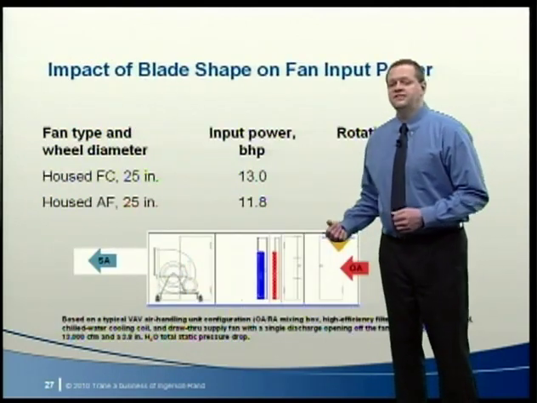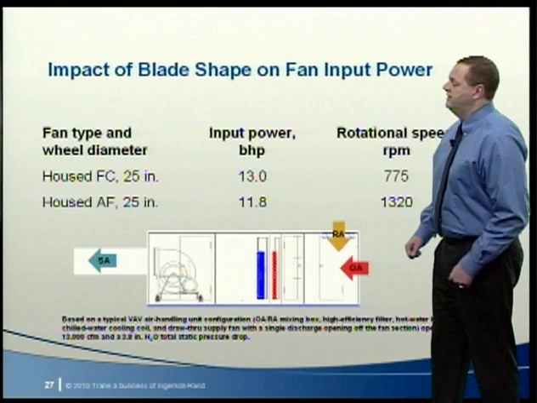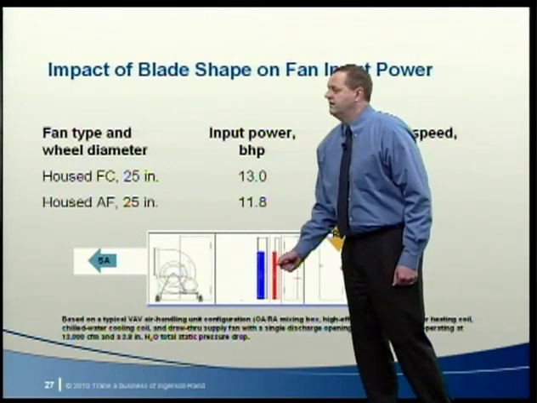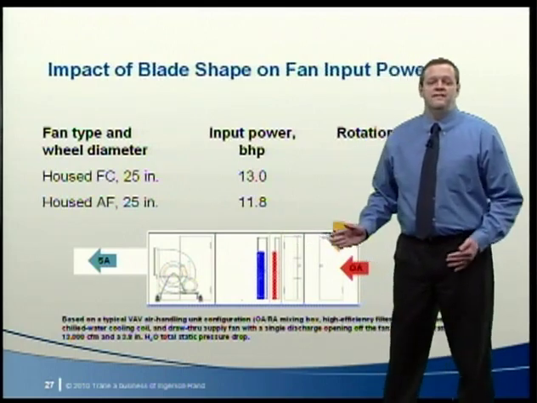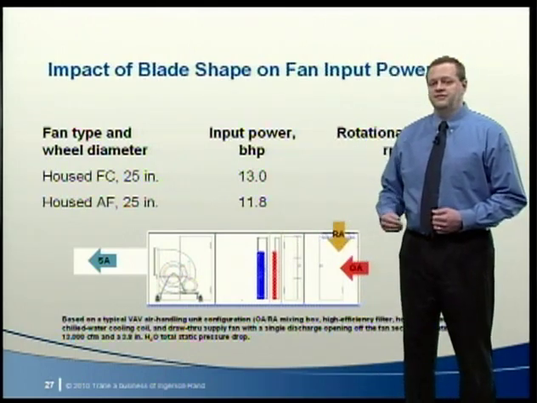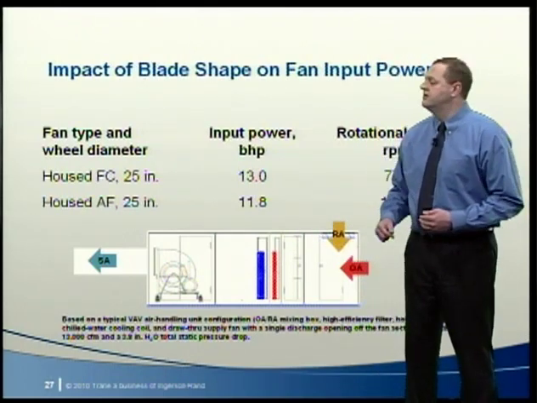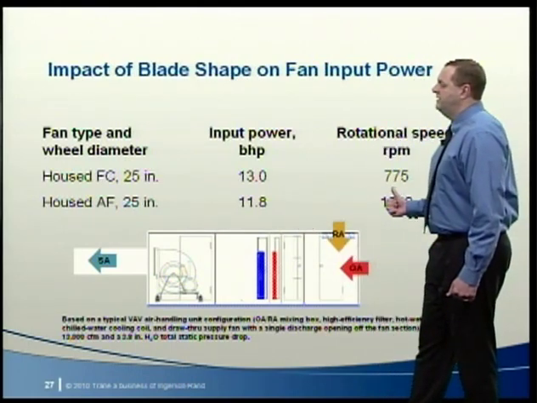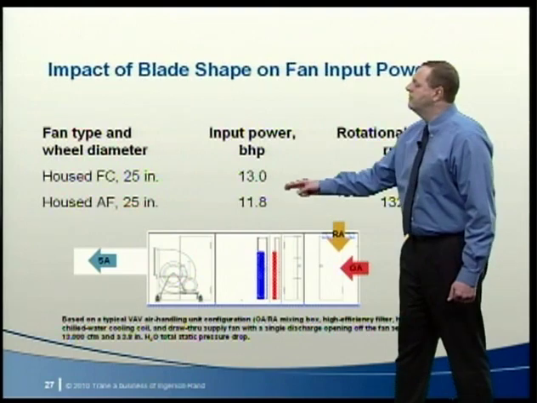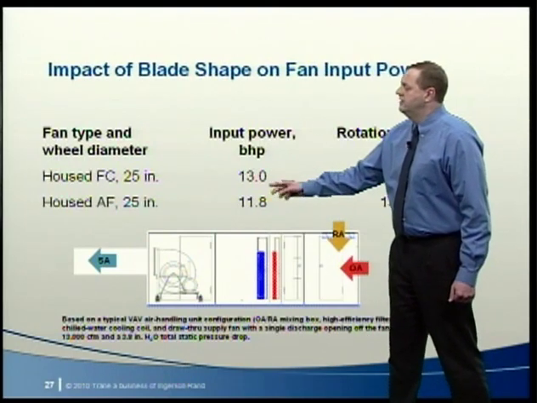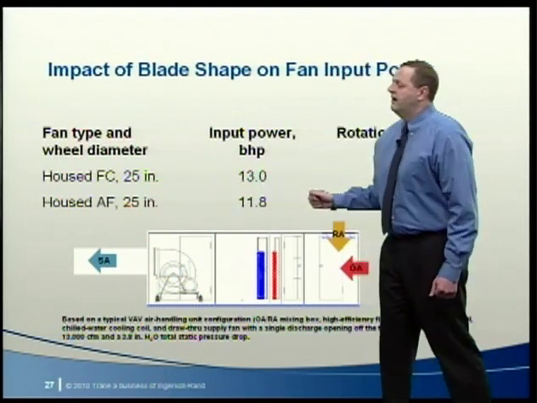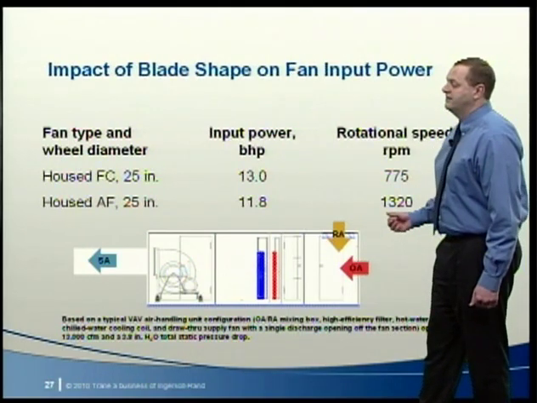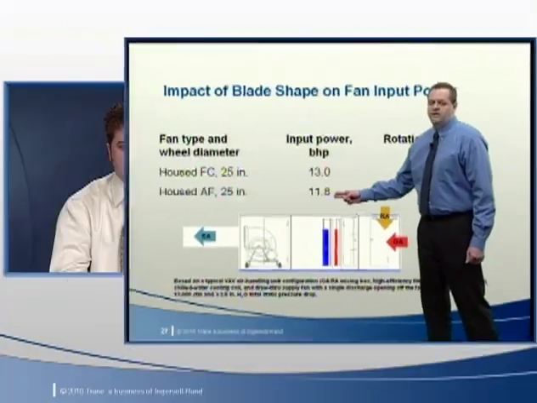As an example, let's consider a typical VAV air handling unit that has a draw-through supply fan that discharges into a straight section of duct. Operating at 13,000 CFM and a total static pressure of 3.8 inches, the forward curve fan needs to rotate at about 775 RPM, and its brake horsepower is about 13. The more efficient airfoil fan operates at a higher speed, 1320 RPM, but requires less horsepower at 11.8.